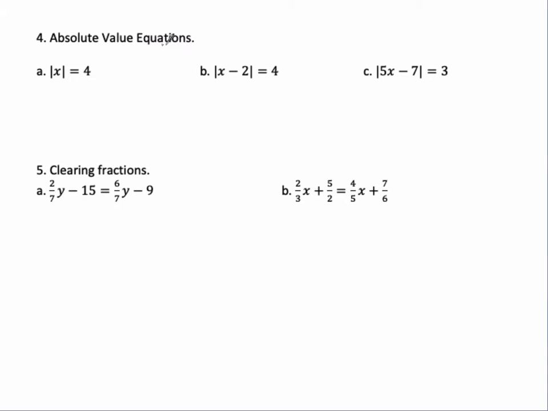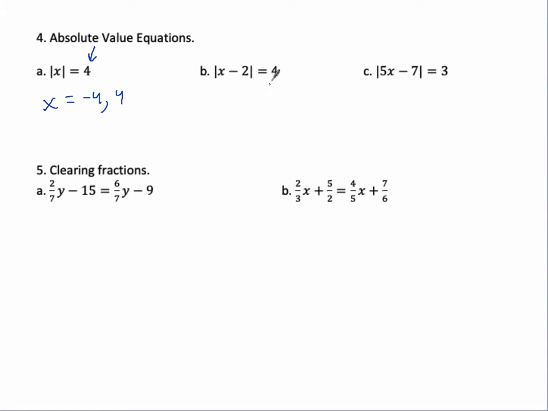Okay, so first we're going to solve some absolute value equations. Recall that absolute value of x means distance away from 0, right? So there's two numbers that are 4 away from 0. That's going to be negative 4 and 4. Those are the two numbers in which the absolute value of x is 4 away from 0 on the number line.